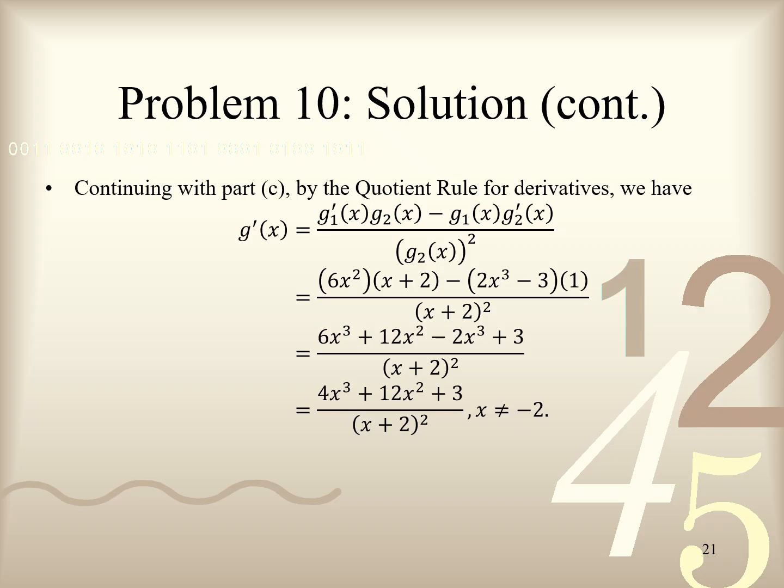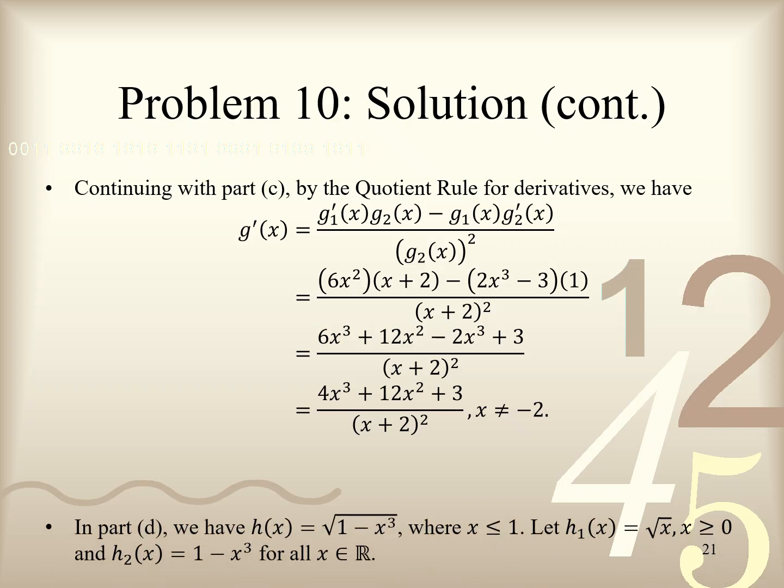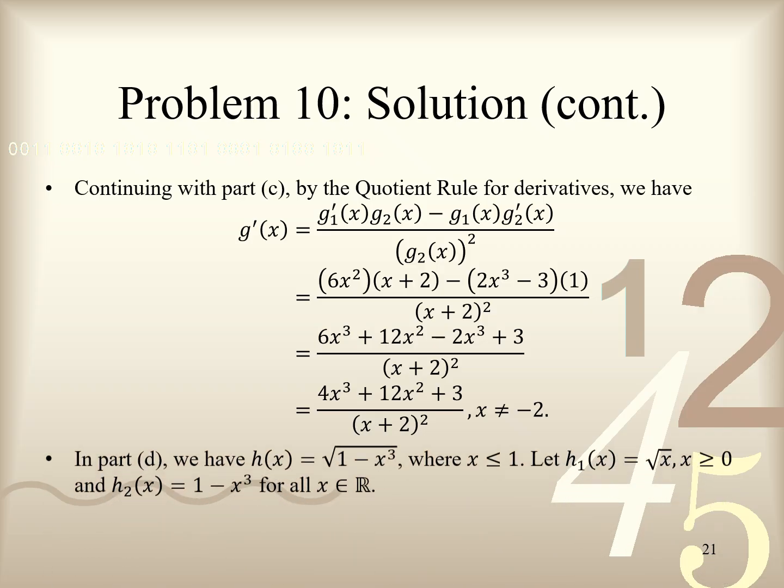Using this information, along with doing some basic algebra and simplification, we obtain a final answer of g prime of x equal to 4x cubed, plus 12x squared plus 3, all over x plus 2 whole squared, where x is not equal to -2. In part D, we have the function h of x, equal to the square root of 1 minus x cubed, where x is less than or equal to 1.